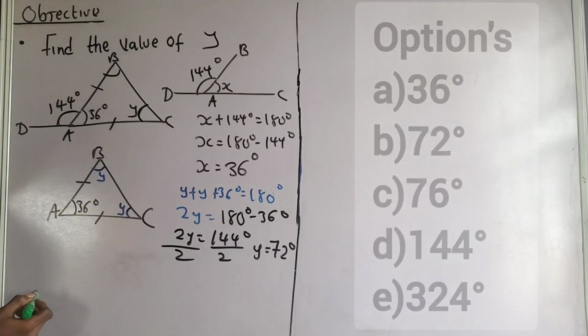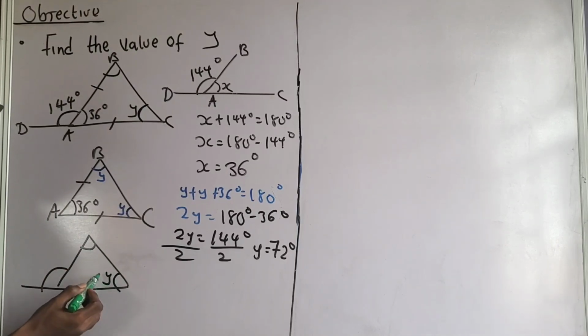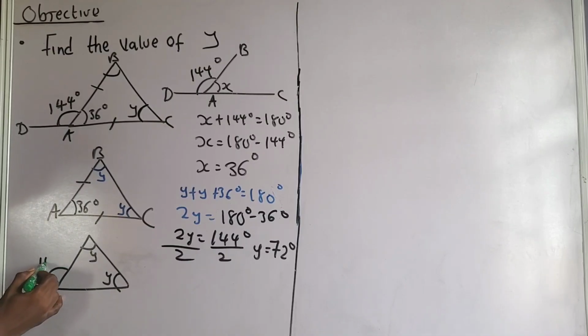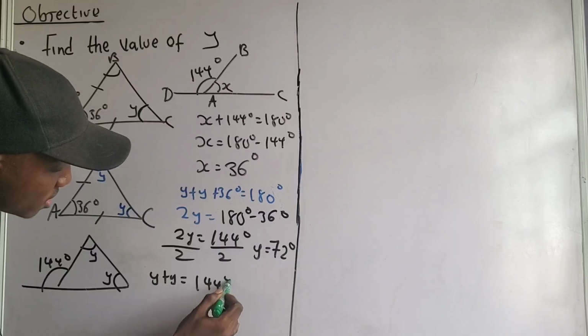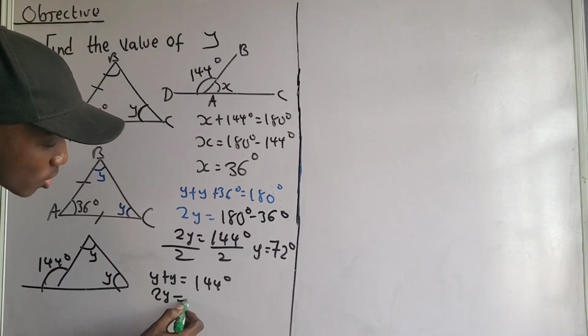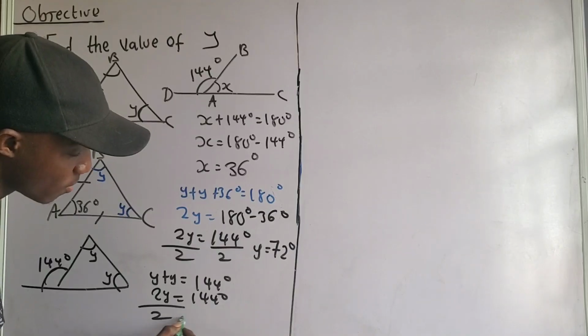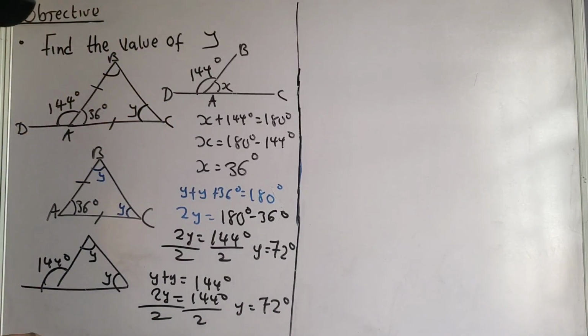So if I want to bring out the triangle, I'm going to have something like this. This angle that is here is equal to the sum of this and this. So if this angle is y and this is y, and I know that this angle is 144 degrees, I'm going to have y plus y equals 144 degrees. The theorem that guides this is that the exterior angle of a triangle is equal to the sum of the two opposite interior angles. So 2y is equal to 144 degrees. To get the value of y, divide both by 2, y equals 72 degrees. Do you understand? Okay. So that is the solution to that question.